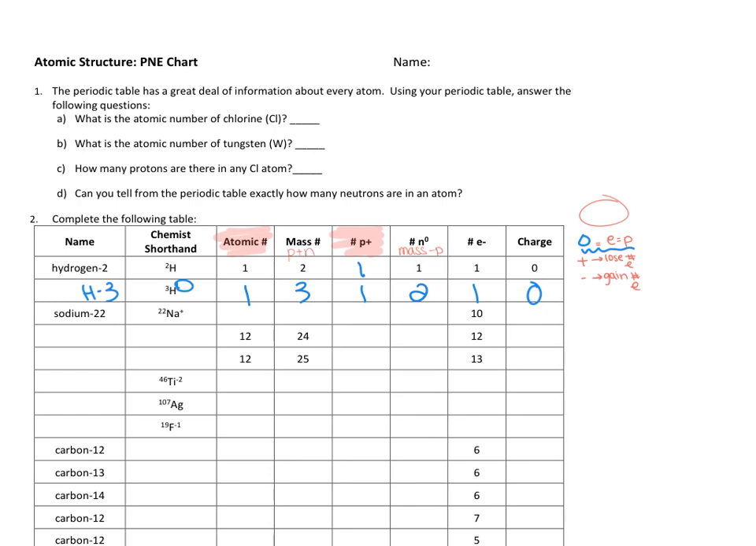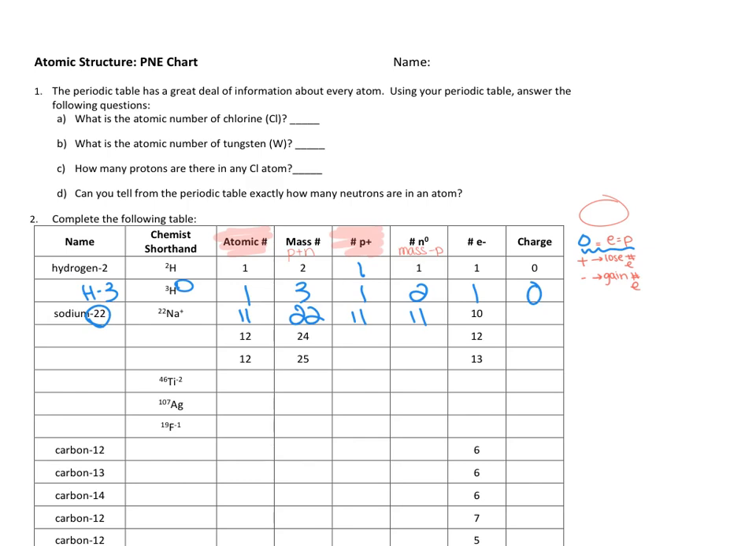All right, for sodium-22, it's pretty important that you look at a periodic table and find that sodium has an atomic number of 11, which is 11 protons. The mass is given to you already as sodium-22. So to get neutrons, I need to take 22 minus 11, which is also going to give me 11.